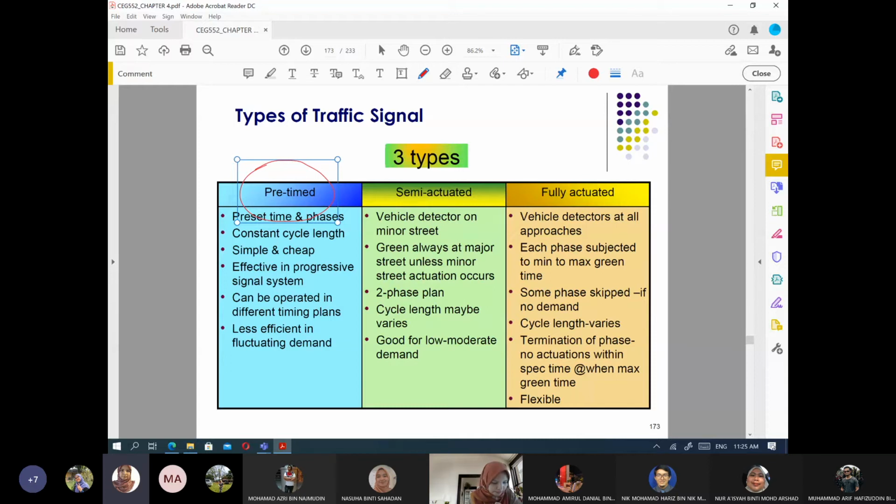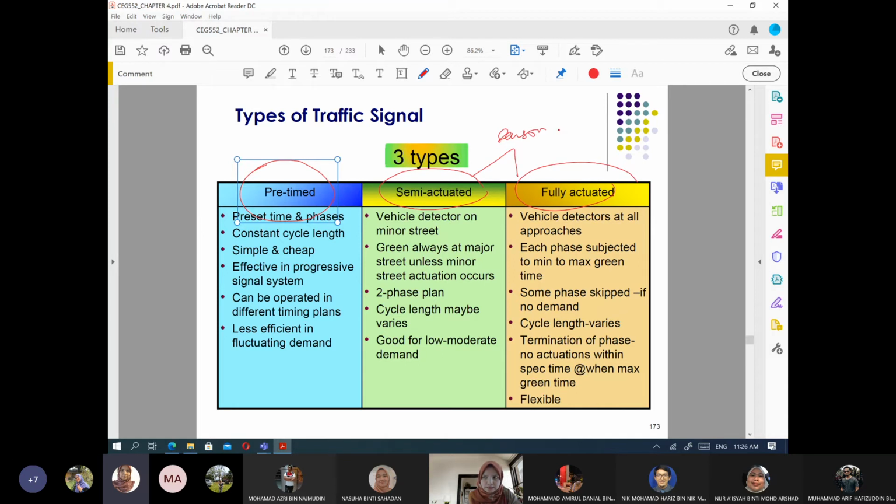Okay. Then this pre-time, dia punya cycle line constant. Sama je sepanjang masa. Okay. Simple and cheap. Sebab you don't need to go and berate the road to install the sensor, sebab dia tak menggunakan sensor.